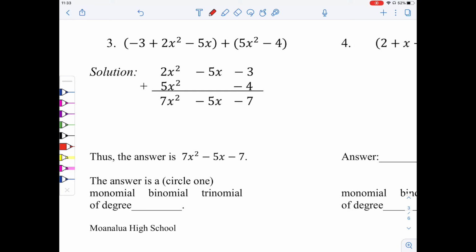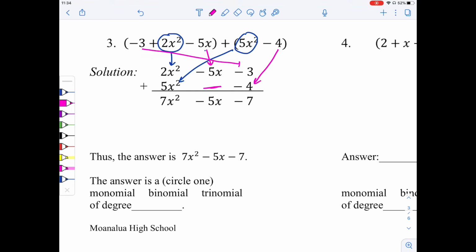Okay, number 3, we line them up vertically, right? So we have 2x squared, we put that here. 5x squared, put that here. We line them up. We have negative 5x, that goes next. Negative 3 goes here. And negative 4 goes there.